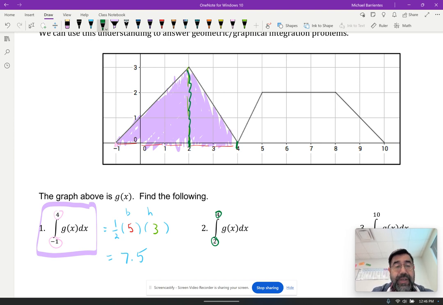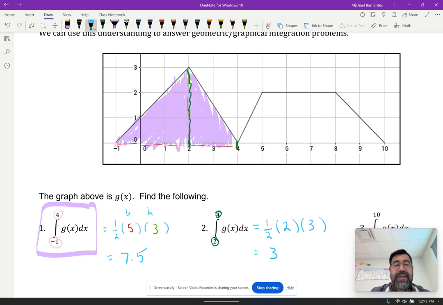So it's another triangle. So again, I remember that the formula is 1/2 base times height. And that's one of the formulas you have to remember from geometry. The base now is 2. The height is still 3. And so therefore, my answer is 3. The integral value of g of x dx from 2 to 4 is 3, because that's the area trapped between the curve and the x-axis.